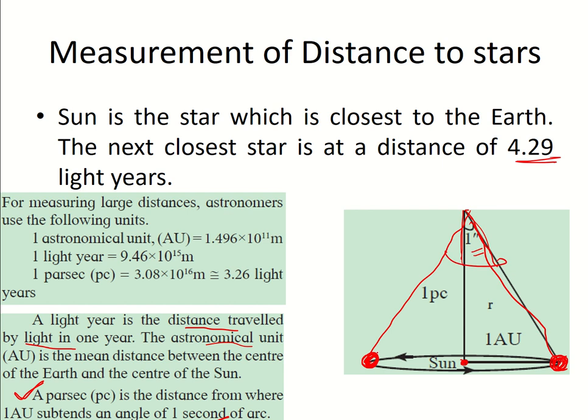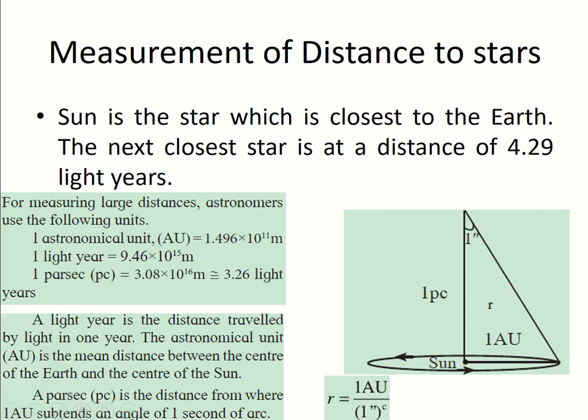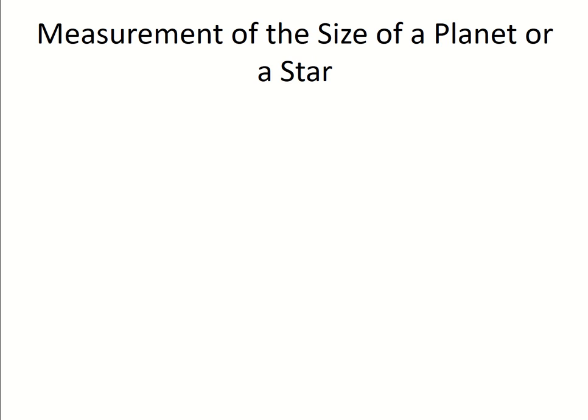So this angle is known. If one side is 1 astronomical unit, the total side is 2 astronomical units. With this angle we can again calculate the distance. That distance will be nothing but 2 astronomical units by theta. So you can calculate it with this formula, and this r is nothing but for that 1 parsec. The calculation is for that 1 parsec.